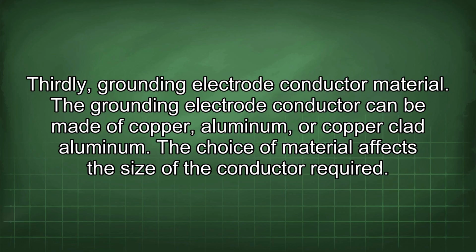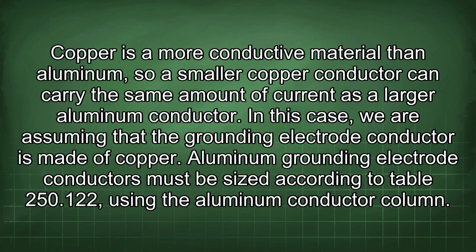Thirdly, grounding electrode conductor material. The grounding electrode conductor can be made of copper, aluminum, or copper-clad aluminum. The choice of material affects the size of the conductor required. Copper is a more conductive material than aluminum, so a smaller copper conductor can carry the same amount of current as a larger aluminum conductor. In this case, we are assuming that the grounding electrode conductor is made of copper. Aluminum grounding electrode conductors must be sized according to Table 250.122, using the aluminum conductor column.